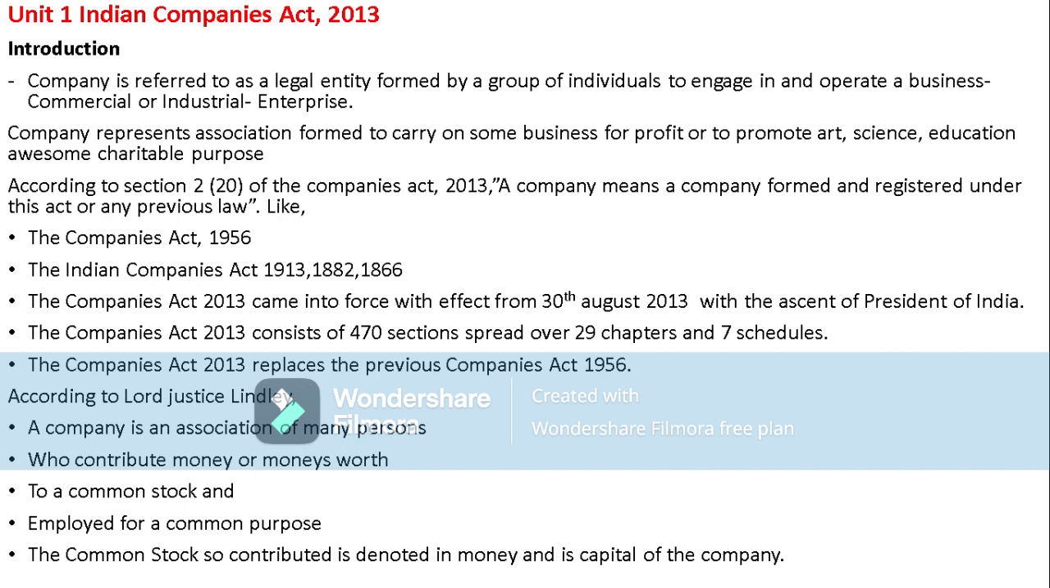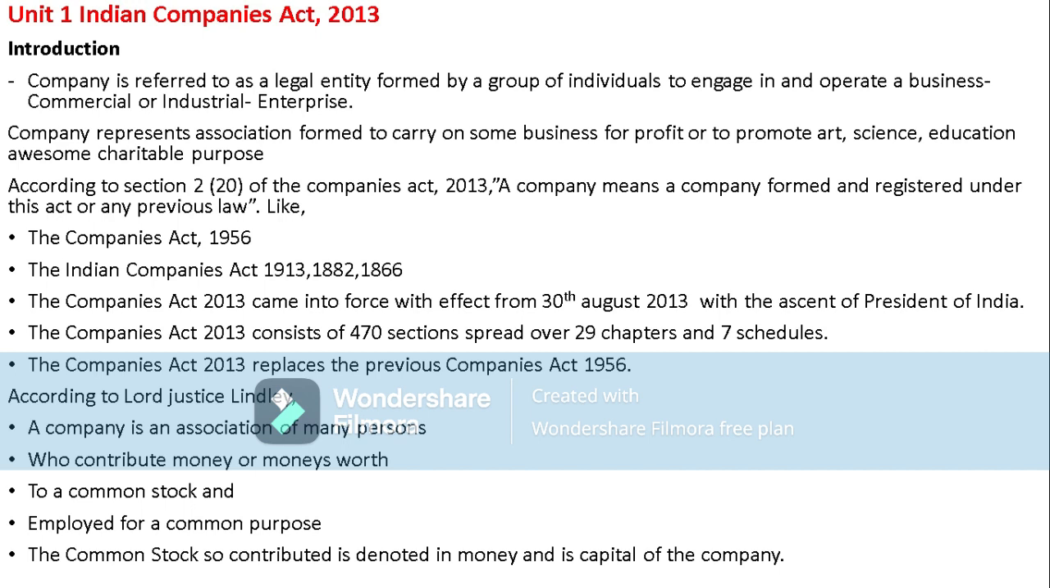And today our topic is regarding the Indian Companies Act 2013. The topics covered under the Indian Companies Act 2013 are the features of the Indian Companies Act, the types of companies, the memorandum of association, the articles of association, and the prospectus of the company.